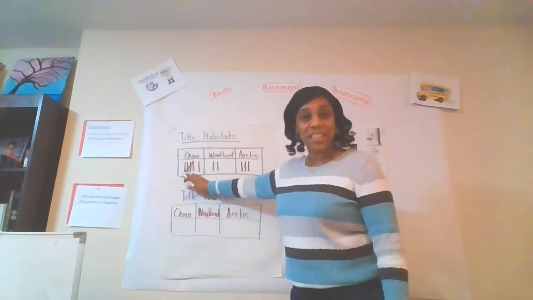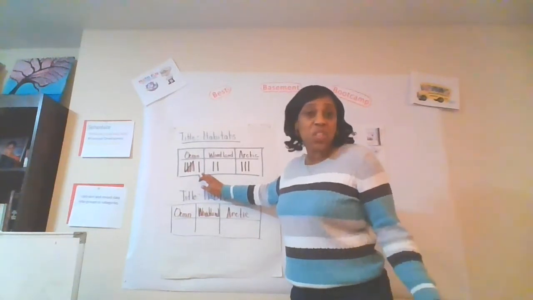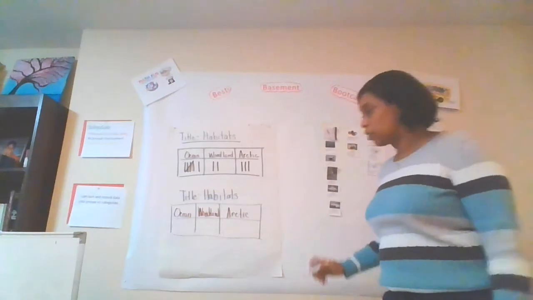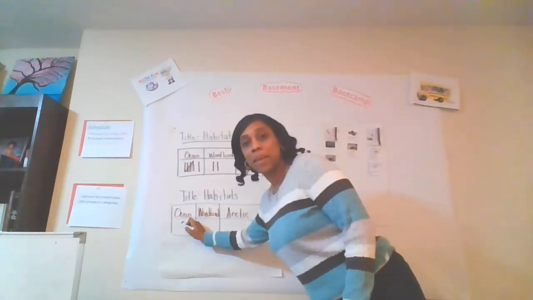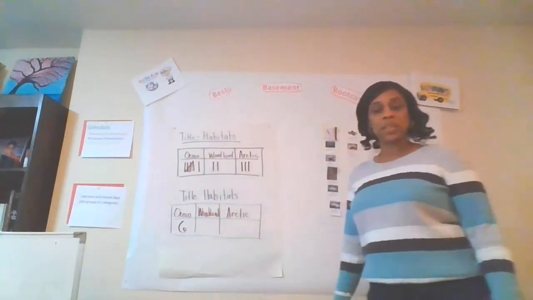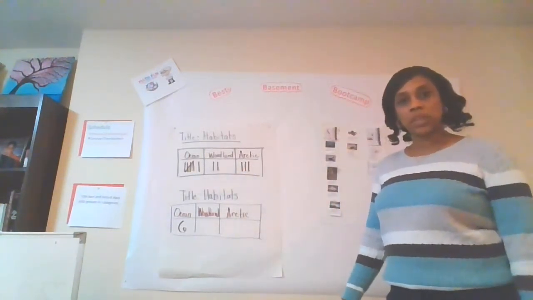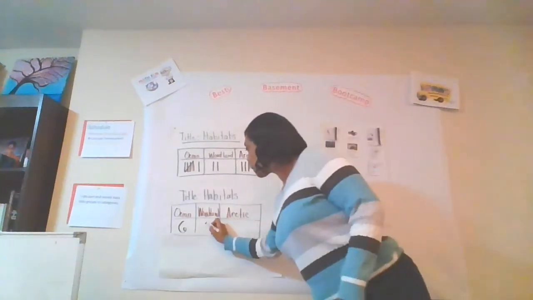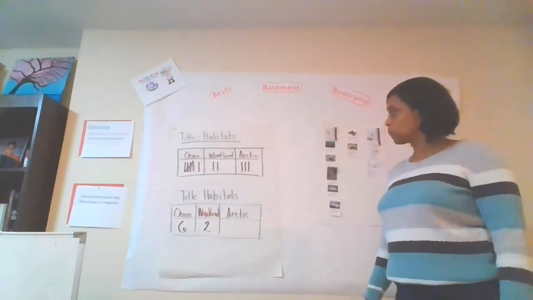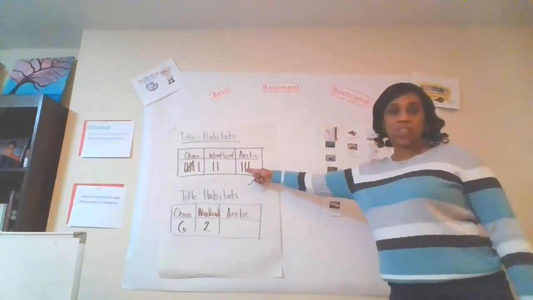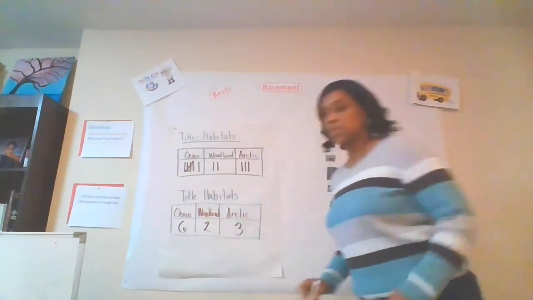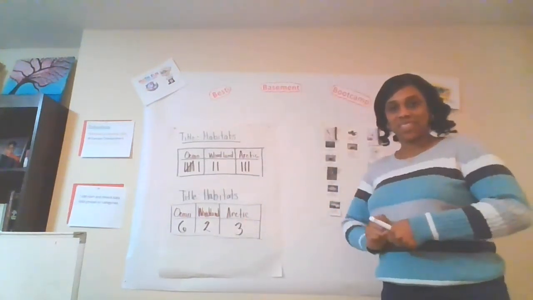If this is 5 plus 1, I know there's 6 animals here on my chart that can live in the ocean. So I'm going to represent that by using the digit 6. 1, 2 lets me know how many animals live in the woodlands. I'm going to represent that by using the digit 2. How many animals live in the Arctic? Well, I have 1, 2, 3. So I'm going to put the digit 3.